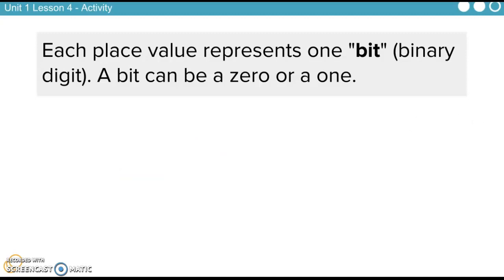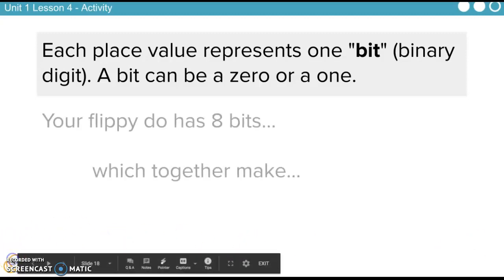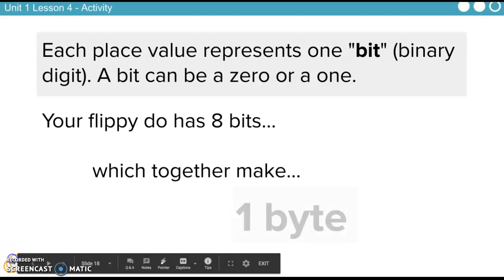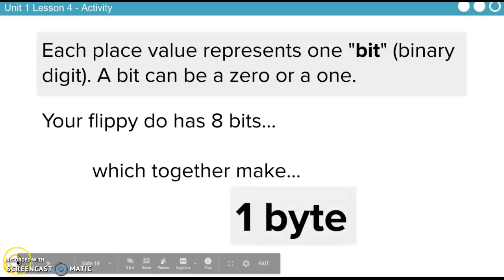Okay, each place value represents one bit, which is short for binary digit. Binary digit can be a 0 or 1. Okay, and your Flippy Do has 8 bits. And just so you know, going forward, 8 bits equals a byte, B-Y-T-E. Okay. Go through this animation. Okay, 1 byte is 8 bits. So each place value is a bit.